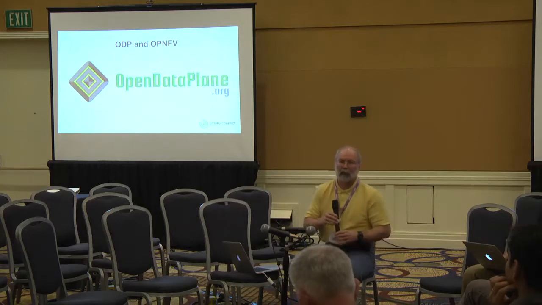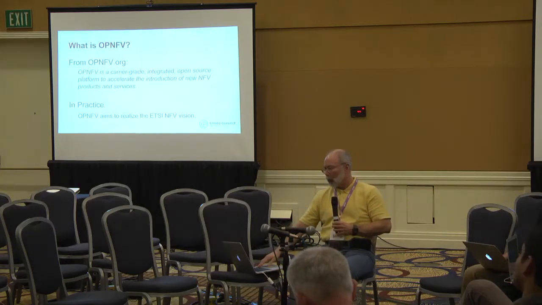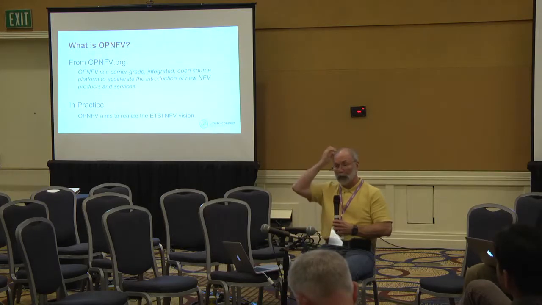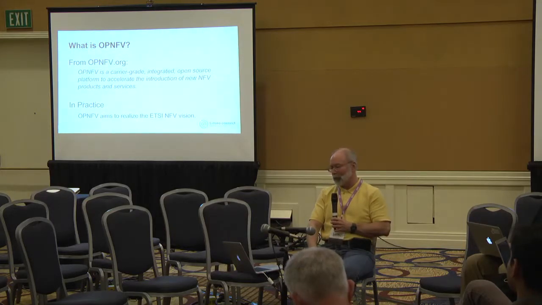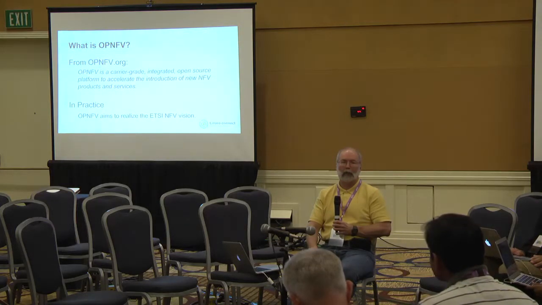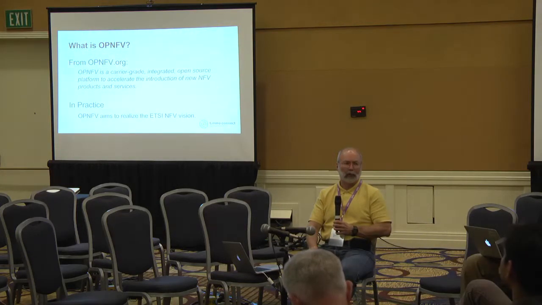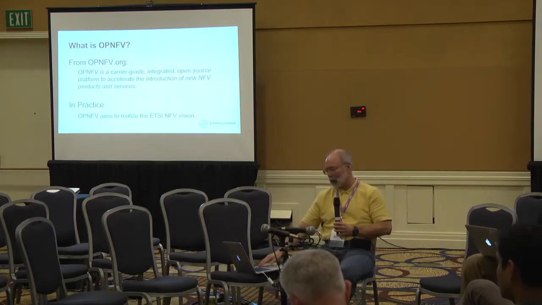So let me talk briefly about ODP and OPNFV. For those who are not familiar with it, OPNFV, from their website, lists their mission as a carrier-grade integrated open source platform to accelerate the introduction of new NFV products and services. So effectively, OPNFV aims to realize the ETSI NFV vision. I believe it's almost 3 years ago now that ETSI launched this initiative called Network Function Virtualization, which basically published an architecture. And the question is, I have an architecture, how do I get an implementation of that architecture? OPNFV is intended to be an implementation of that architecture.